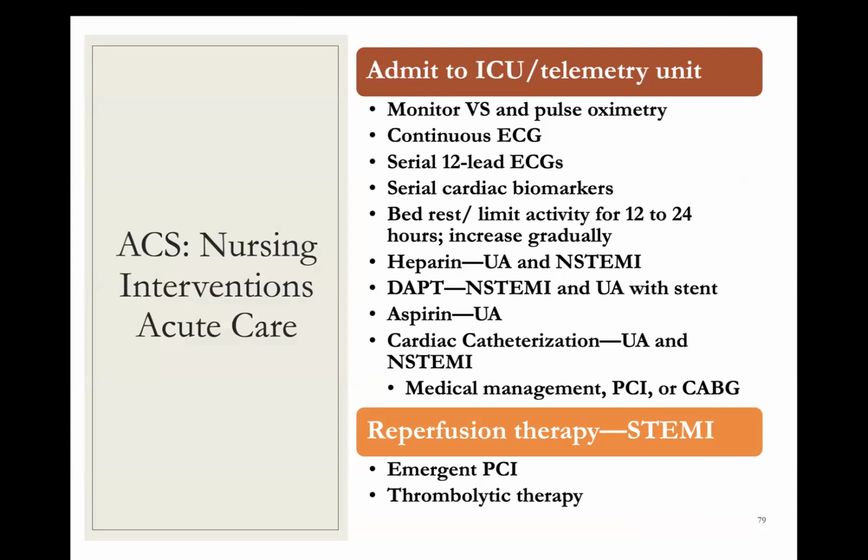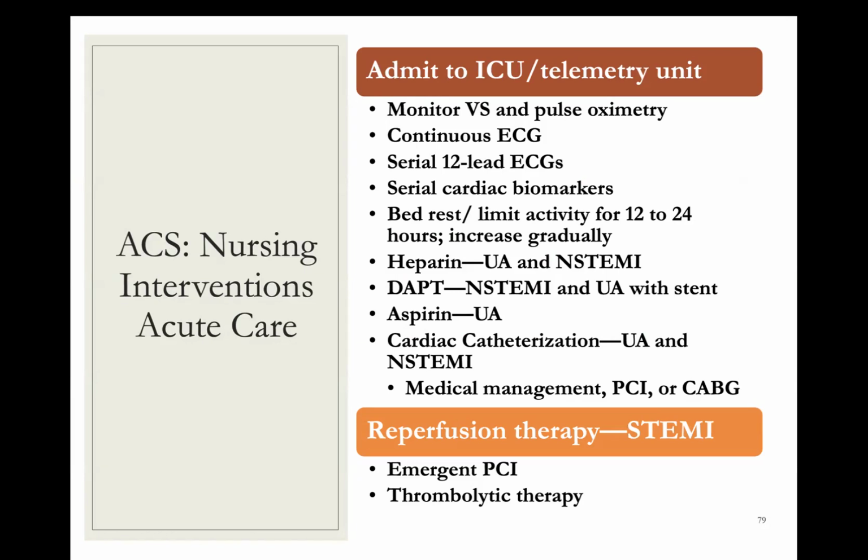All right, so we can expect that these patients are going to be admitted to either the ICU or a telemetry unit, that they're going to have frequent vital sign checks, continuous pulse ox, continuous telemetry ECG, serial 12 lead ECGs. Again, why would we need to have continuous telemetry and serial 12 lead EKGs, meaning that we're doing them roughly every 6 to 8 hours?